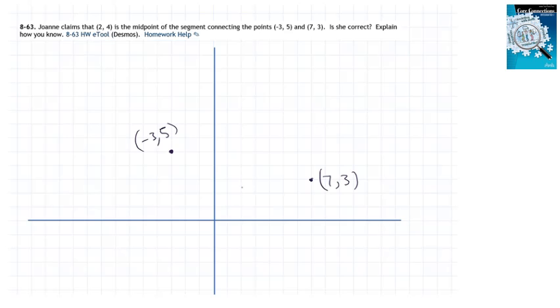It's 2, 1, 2, 3, 4. That point she claims is the middle. Well, it kind of looks like it, right? It certainly looks like it.